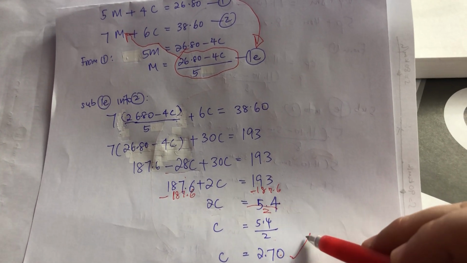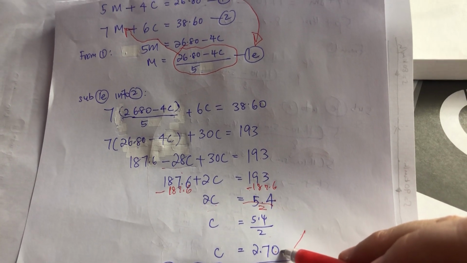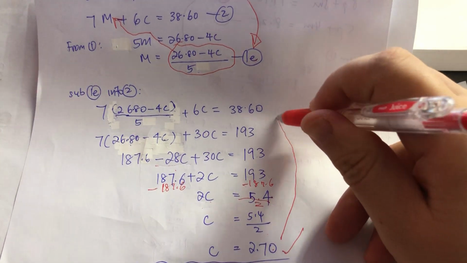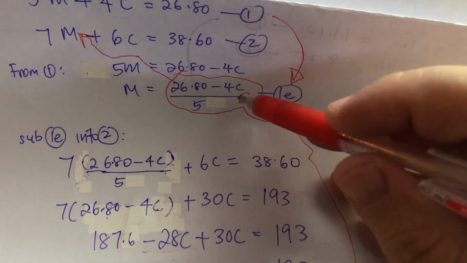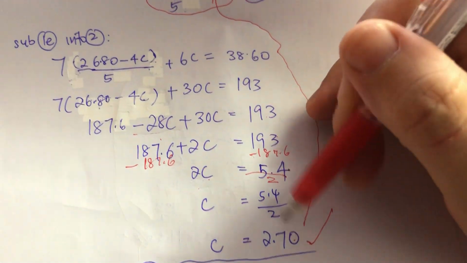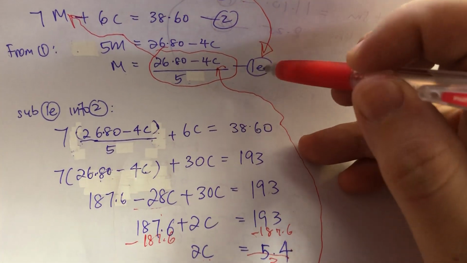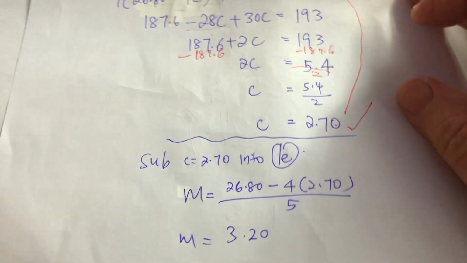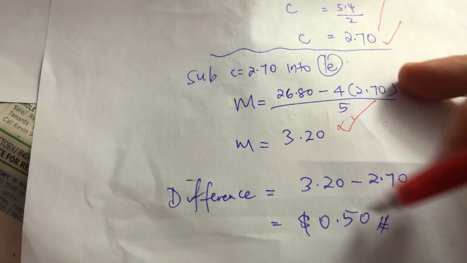After I found the cost of 1 citron tea, I can find the cost of 1 milk tea. How do I do that? Replace this C here with 2.7. Then you will be able to find the M, which is the milk tea. Alright, so you use this equation 1E, which is what I'm doing here, and then you get the answer. And then because they want the difference, you just minus. And that's it. Thank you.